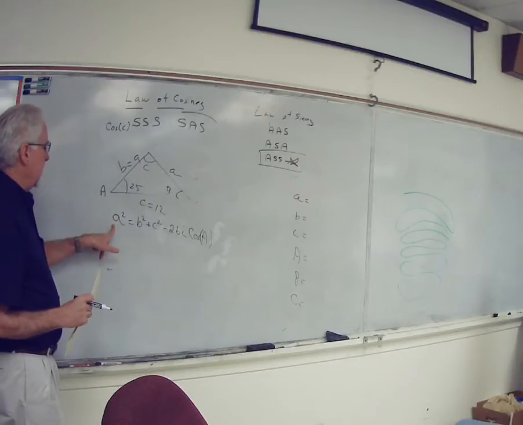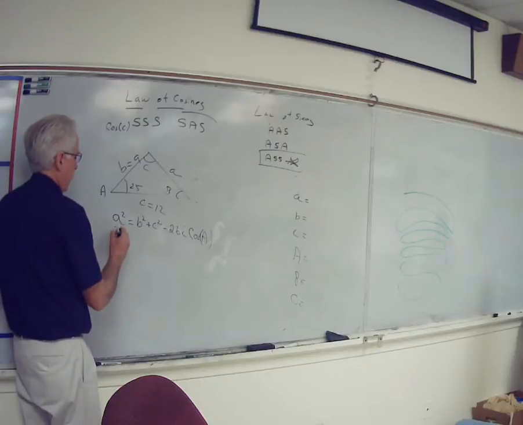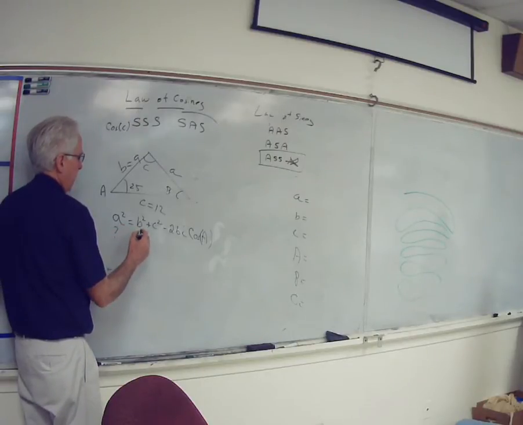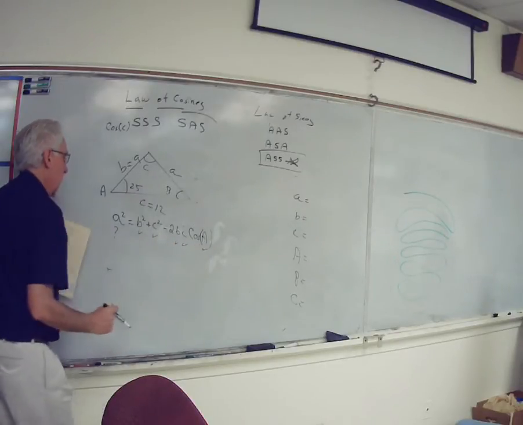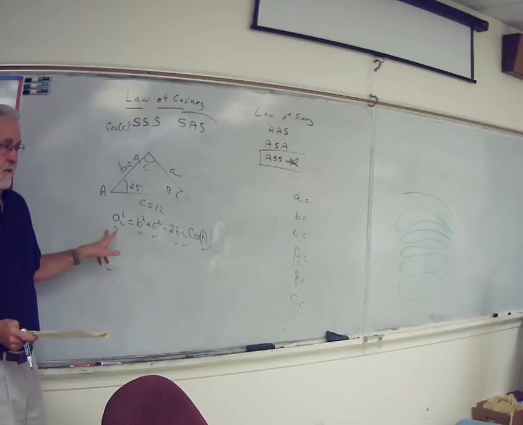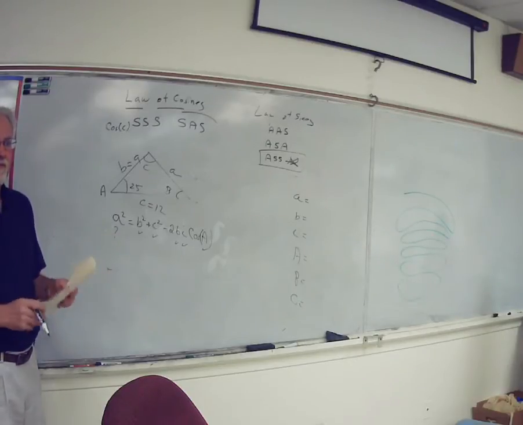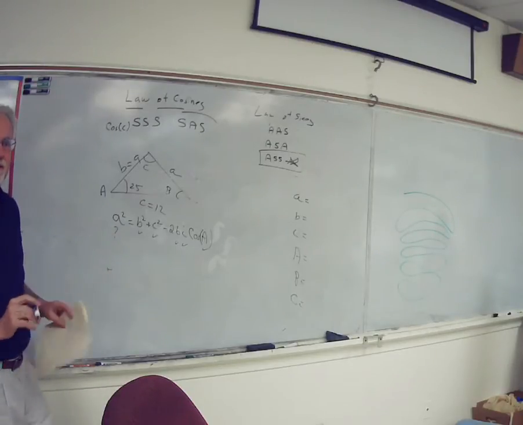Okay, so now let's think. Do I know what a is? No. What do I know? You have b and c and the cosine of A. So why are we happy? Because it's already by itself.